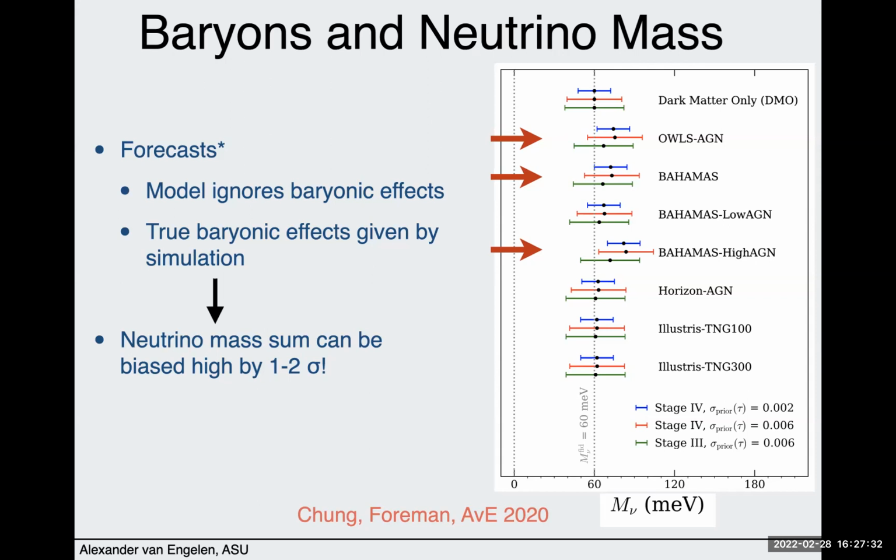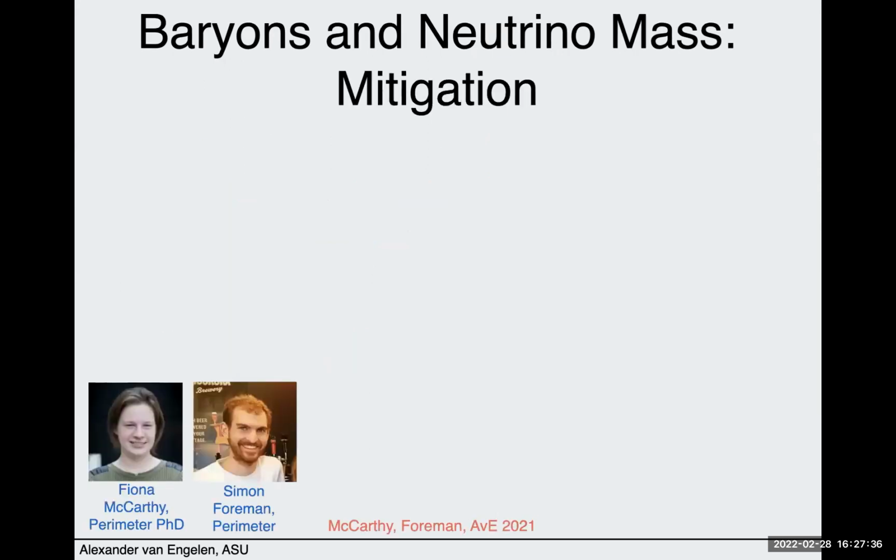Okay, they can be biased high by a couple sigma. So we looked at a few different mitigation strategies with this PhD student, Fiona McCarthy, who's now moved on to a postdoc position. Three different mitigation methods. I'll just say these very quickly. The first one is just to reduce L max.